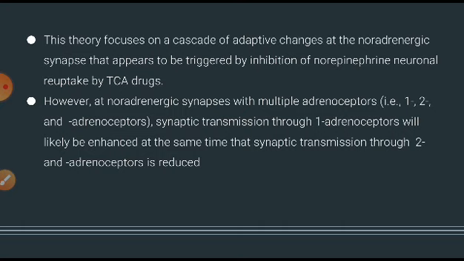However, at noradrenergic synapses with multiple adrenoceptors, synaptic transmission through one adrenoceptor is likely to be enhanced at the same time that synaptic transmission through second and third adrenoceptors is reduced. So like that, it is reducing or downregulating the adrenoceptor communication pathway.